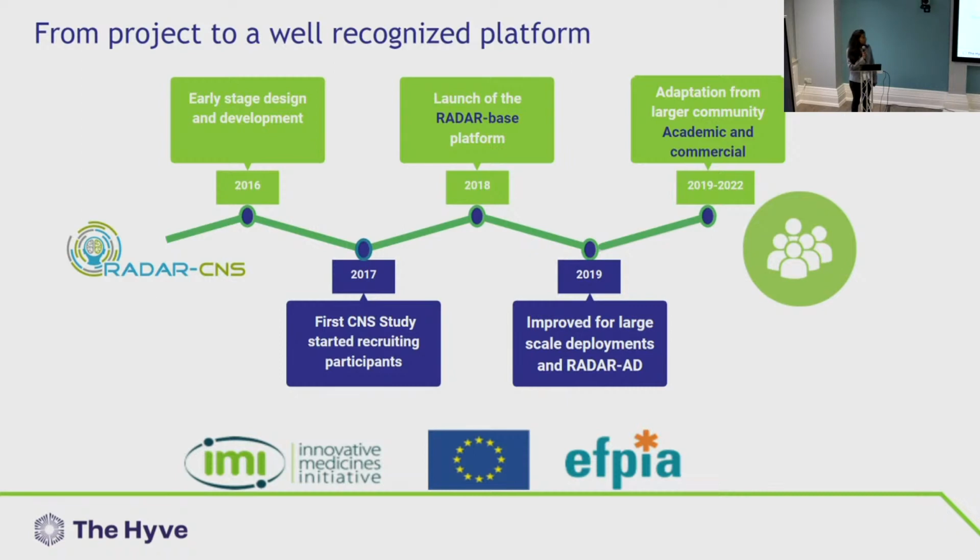As they said, RadarBase started with the RADAR-CNS project. RADAR stands for Remote Assessment of Disease and Relapse, and CNS is for Central Nervous System. So the RADAR-CNS project focused on 3 different disease areas: major depression, epilepsy and multiple sclerosis.